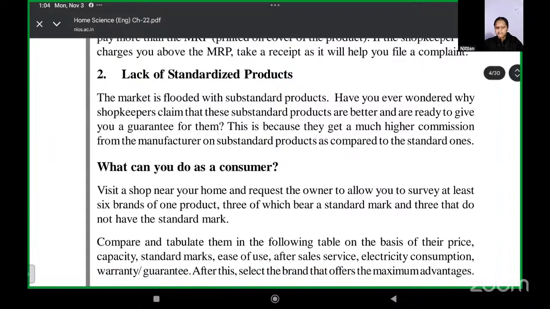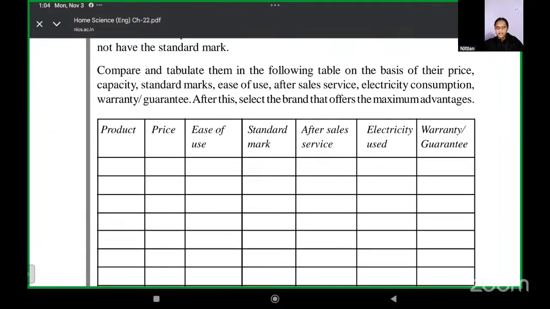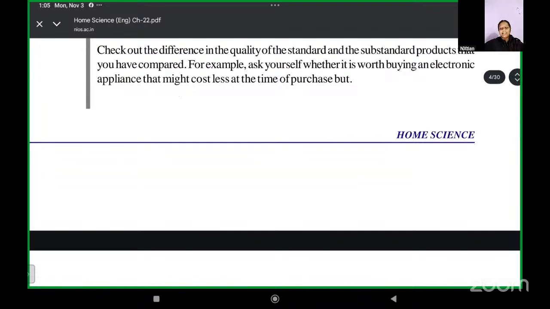Yes, lack of standardized products. What can you do as a consumer? I was telling y'all how we have to check various things such as standard marks, electricity consumption. Are they giving you after-sale services or not? What is the price and everything? Warranty. Check out the warranty and guarantee also. When you're buying products, we check the warranty and guarantee also.